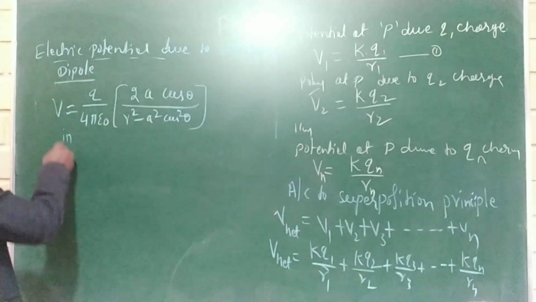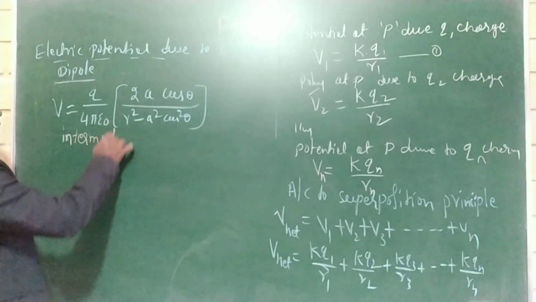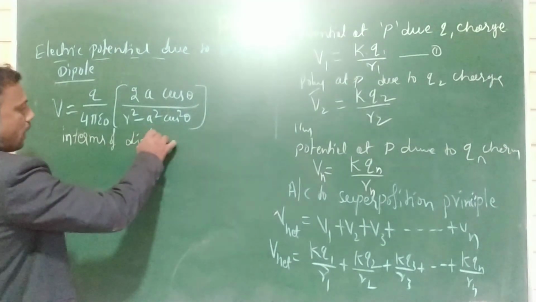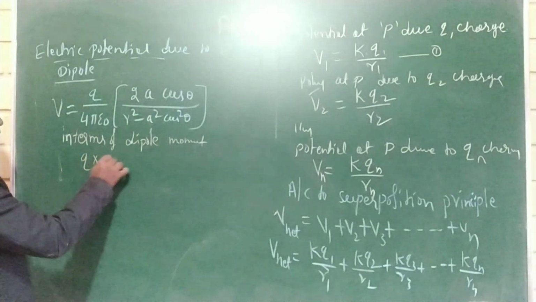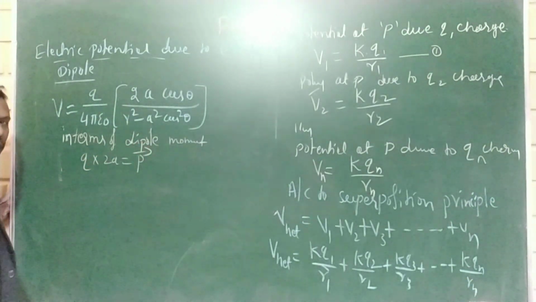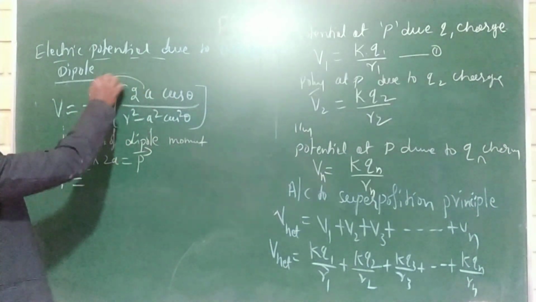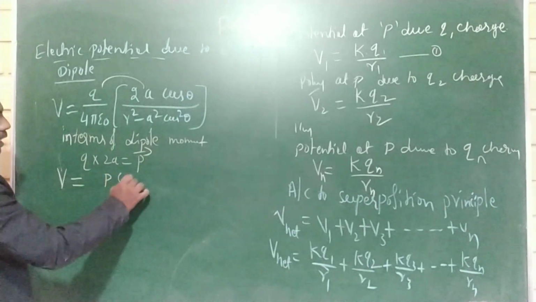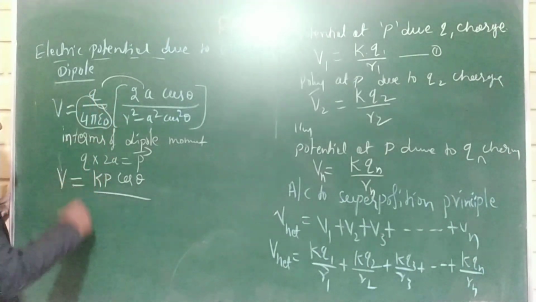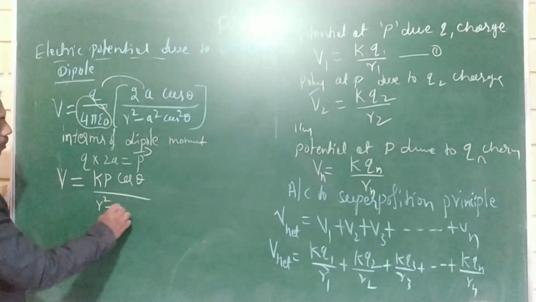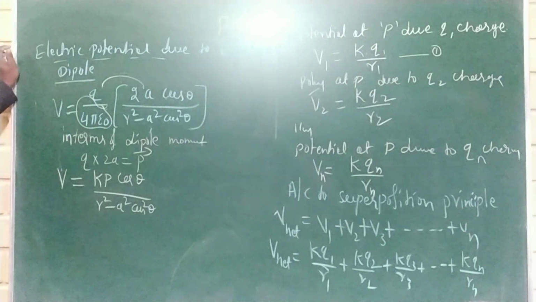Write the electrostatic potential in terms of dipole moment. In terms of dipole moment, we know that Q into 2a is equal to p. Therefore, the electrostatic potential V is equal to Q into 2a, that is p cos theta divided by, instead of 1 divided by 4 pi epsilon naught, we can write k, so V is equal to kp cos theta divided by r square minus a square cos square theta.